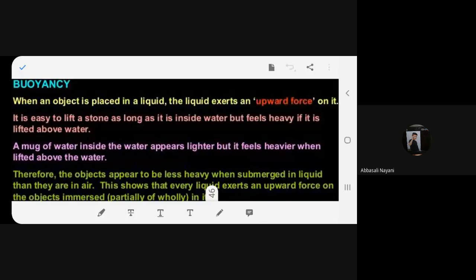When an object is placed in a liquid, the liquid exerts an upward force on it. It is easy to lift a stone as long as it is inside water, but it feels heavy if it is lifted above water. A mug of water inside the water appears lighter, but it feels heavier when lifted above the water.